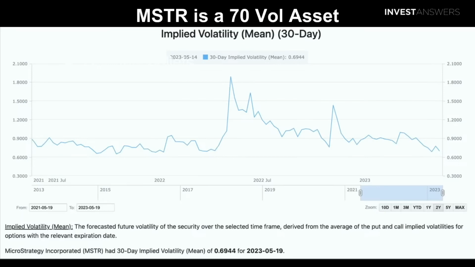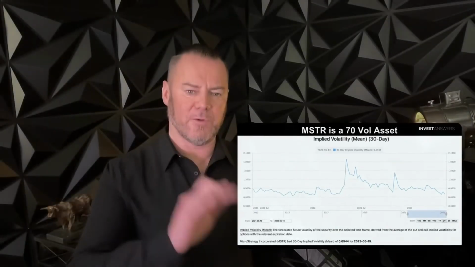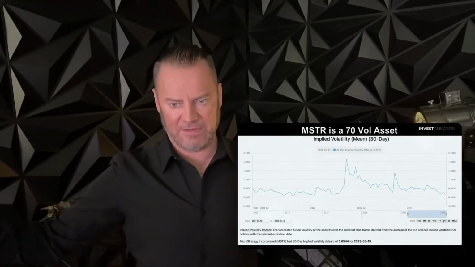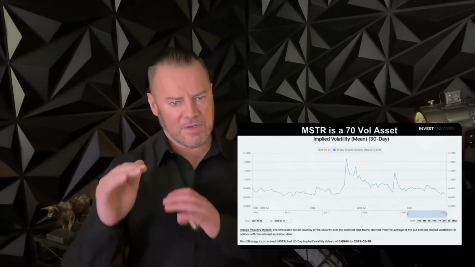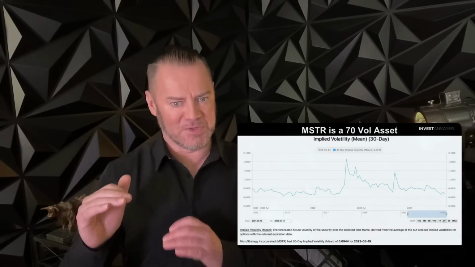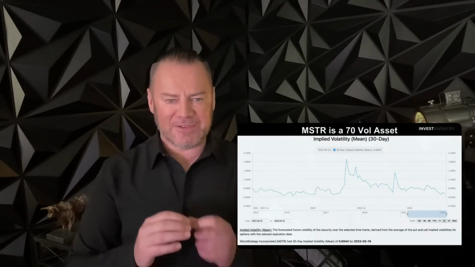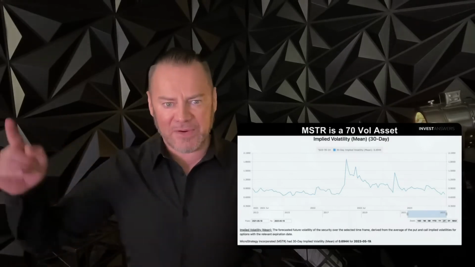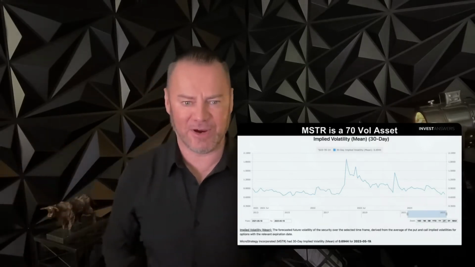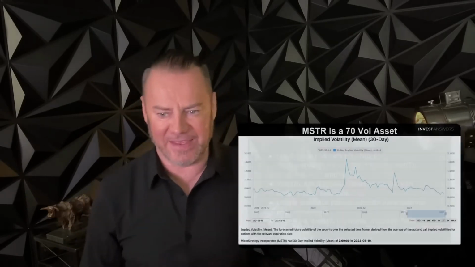By the way, the implied volatility for Tesla is exactly 43. I think I said Google was 23 or 24. So MicroStrategy is super, super volatile. Not only is Bitcoin volatile, but MicroStrategy swings way more than Bitcoin does. That's why we created the MicroStrategy ARB Cloud, which takes advantage of that.